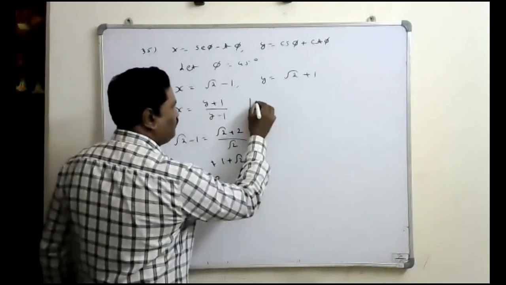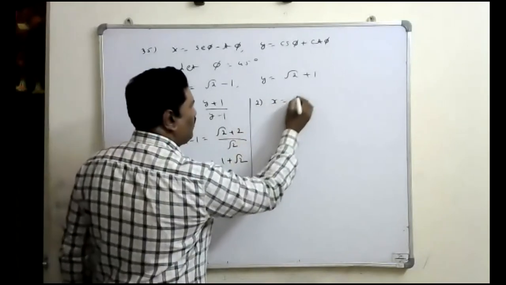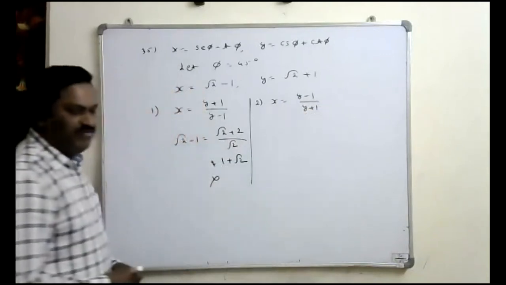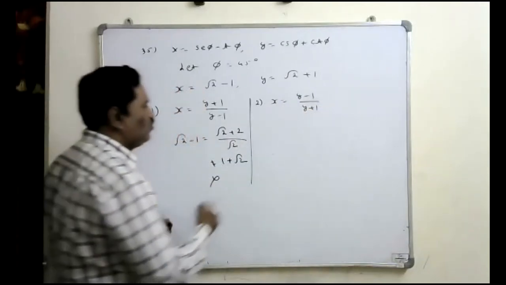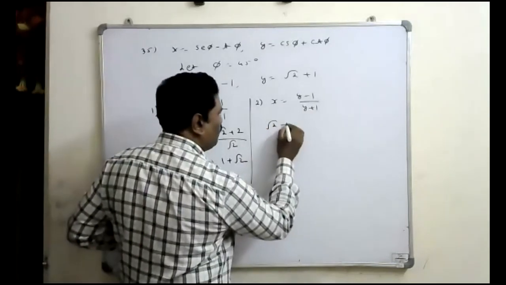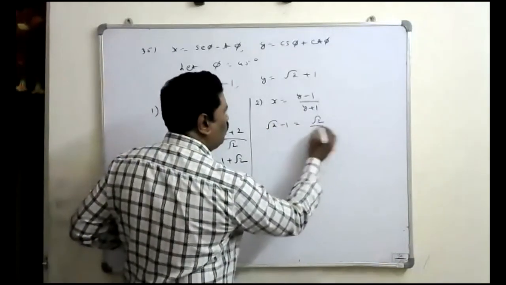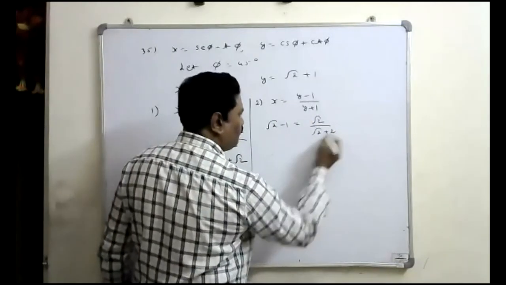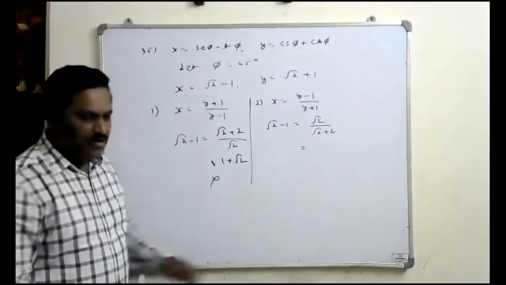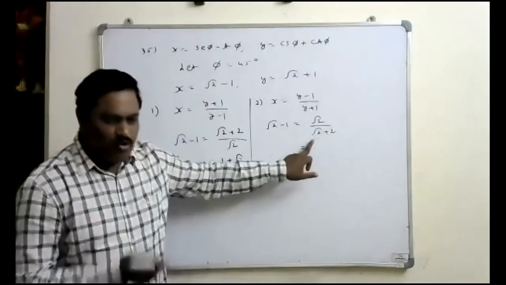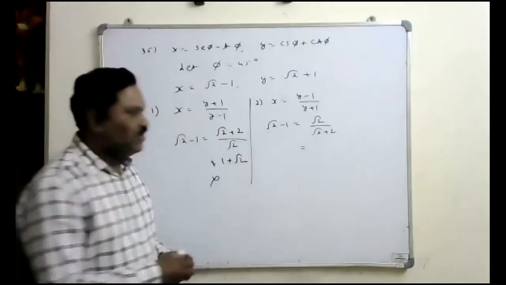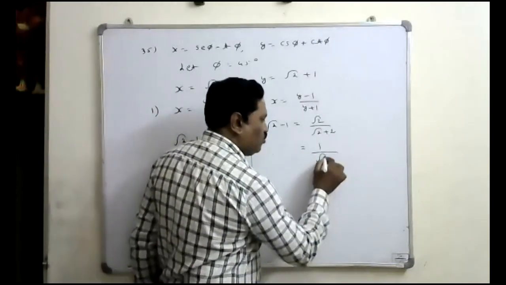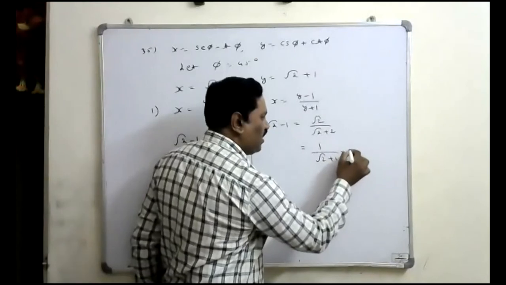Second option. X is equal to, it is given that y minus 1 by y plus 1. We will check it. X बोले तो root 2 minus 1. Y minus 1 बोले तो root 2. Y plus 1 बोले तो root 2 plus 2. अभी denominator से दोनों से root 2 common निकाल सकता है, root 2 cancel. So root 2 cancel हो गए तो बाकी मिलेंगे 1 by 1 plus root 2 मिलेंगे, it is root 2 plus 1.